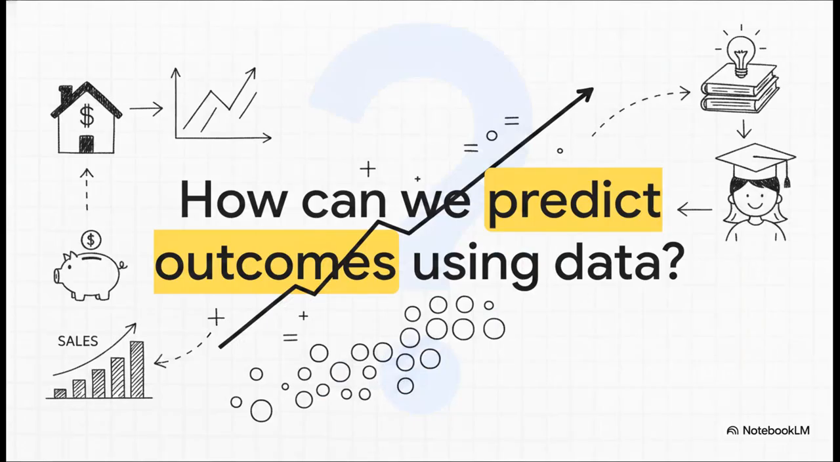So, how can we predict the future using data? It's the million-dollar question, right? It sits at the heart of almost every major industry today. We all want to look ahead, whether you're trying to predict a house's selling price based on its square footage, estimate future sales from a marketing budget, or even just guess a student's exam score based on the hours they studied. We are fundamentally trying to draw a line from the data we do know to the outcomes we don't.